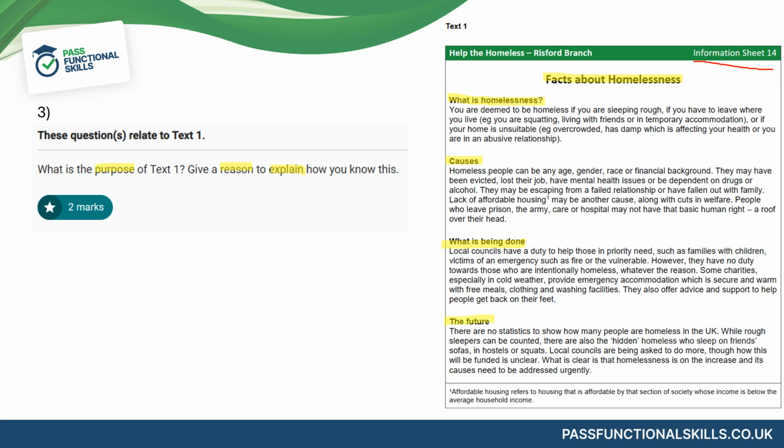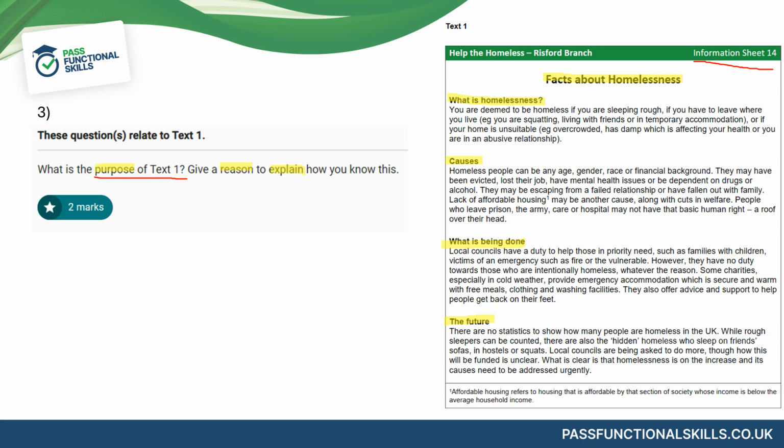So giving us the different aspects of homelessness, and then within each paragraph under each subheading, they're giving us facts about that aspect of homelessness. So this text is definitely to inform or explain about homelessness and what causes it, what's being done. So that would be our first mark, explaining what the purpose is.